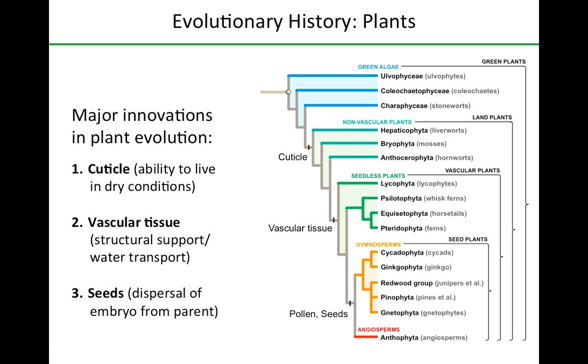Okay, so just to go back to our phylogeny here, so we have the cuticle, which gave plants the ability to live in dry conditions. Vascular tissue gave structural support and water transport so that plants could grow taller, and then seeds allowed the embryos to disperse from the parents. Okay, so these were three very, very important things.